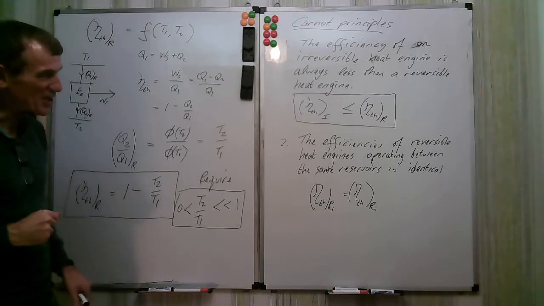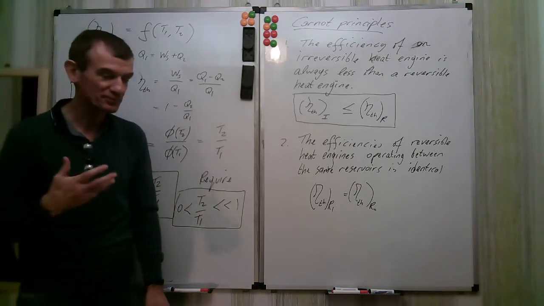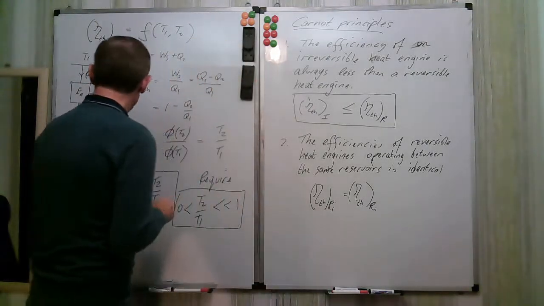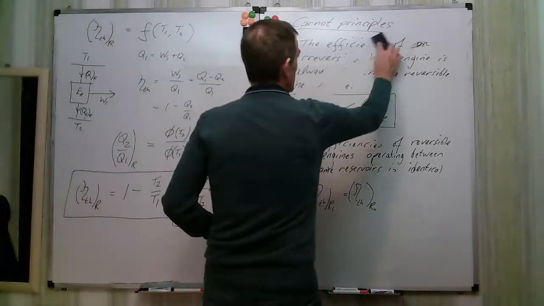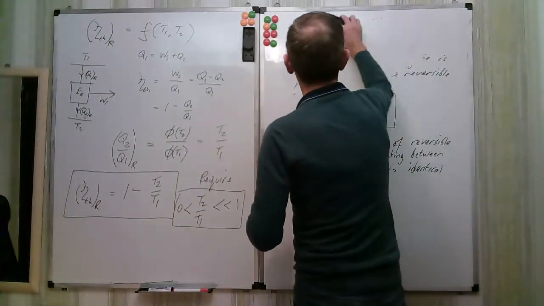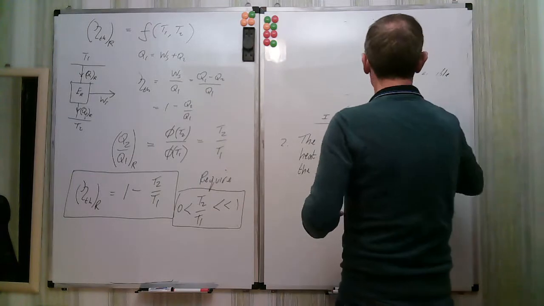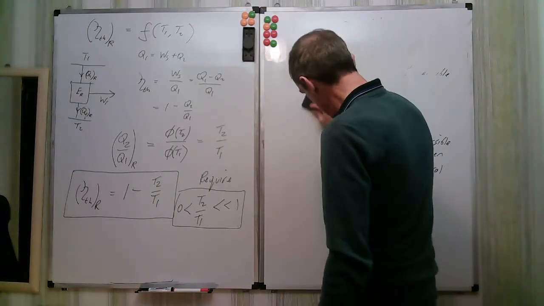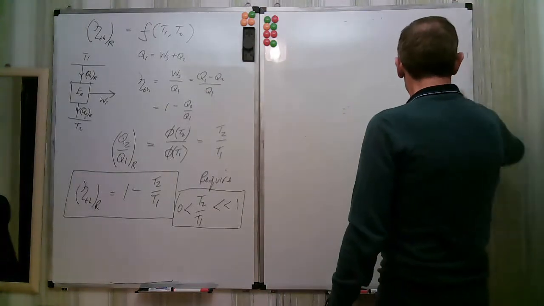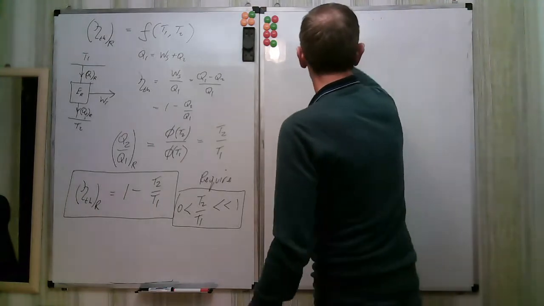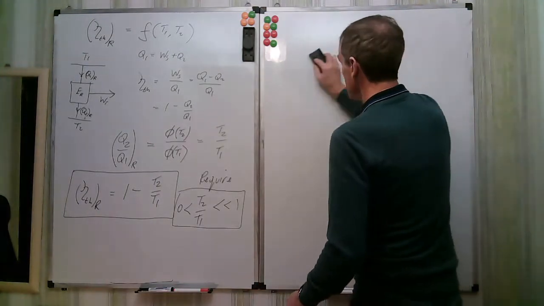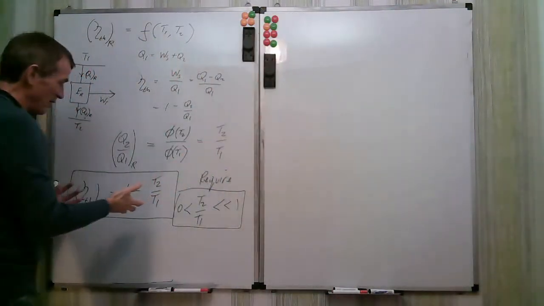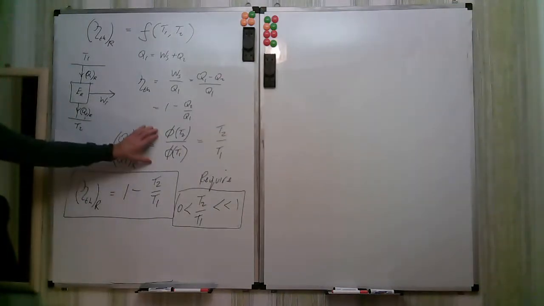So this is an interesting limitation on your designs. That's for a heat engine. Let's have a look at the reversed heat engine. So that's for the direct heat engine. So let's have a look at that. It's a nice simple formula.